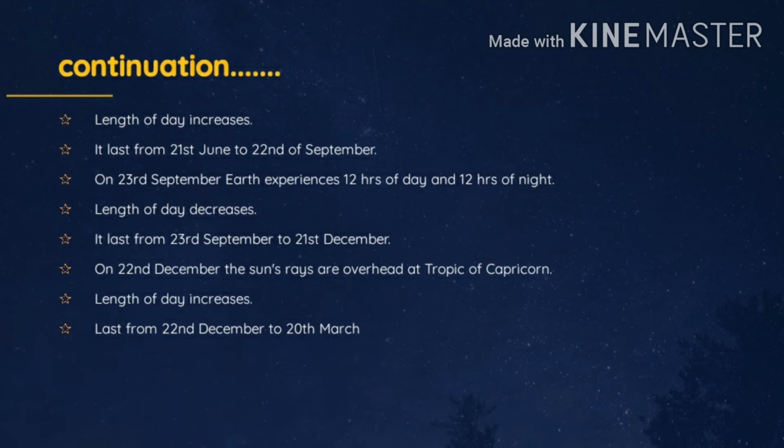Now on 23rd September, there is 12 hours of daylight and 12 hours of night. Why is there 12 hours of daylight and 12 hours of night? That's because on this particular day, the sun is overhead at the equator. So the circle of illumination is coinciding with the meridian that is there. That is why there's 12 hours of daylight and 12 hours of night.